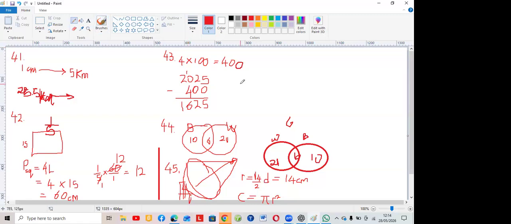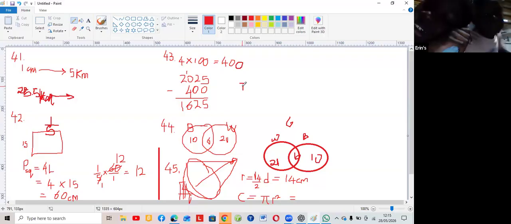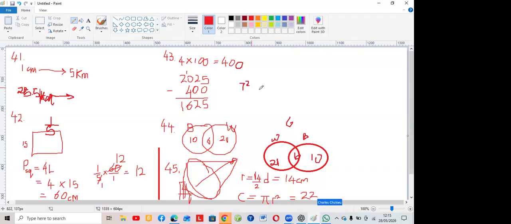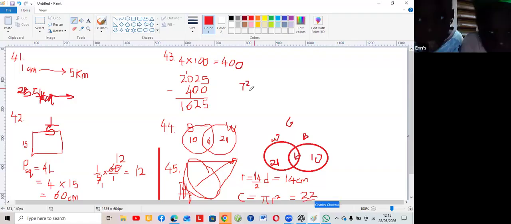So now that we know that our radius is 7, and they've given us that pi is 22/7, right? So can we develop our equation? That's going to be what? 22/7 times what? Is pi r square. So 7 square. We do 7 square. Yes. Which is known as 49.